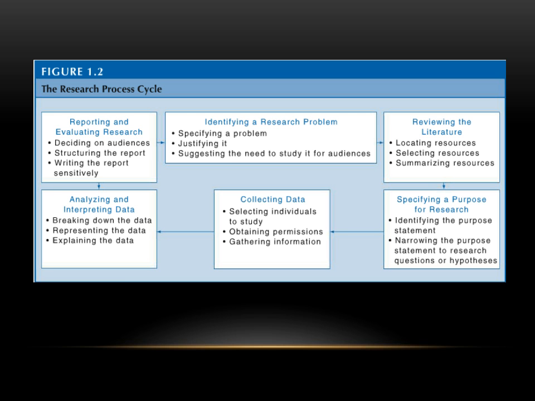Next, you're going to analyze and interpret the data. This is done by breaking data down into smaller chunks and then representing the data in different ways. For qualitative research and for my own dissertation project, I did this by using quotes from participants. You then need to explain the data. What does it mean to the average person who's reading your study? Next, you'll report and evaluate the research. Again, this involves deciding on the audiences that are best suited for your study, and then also structuring the report.